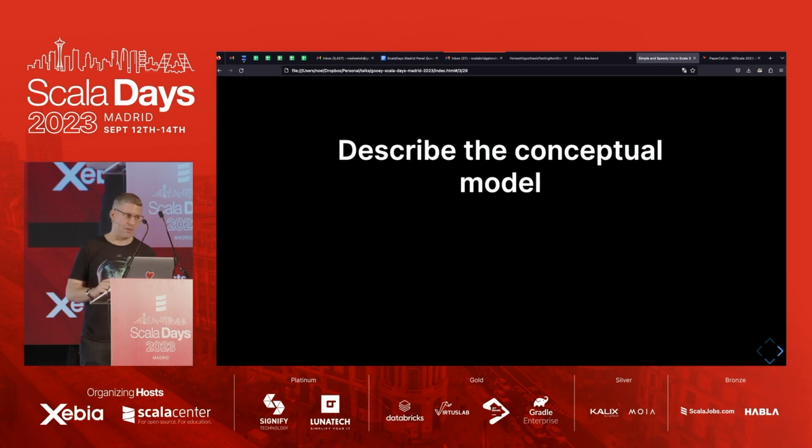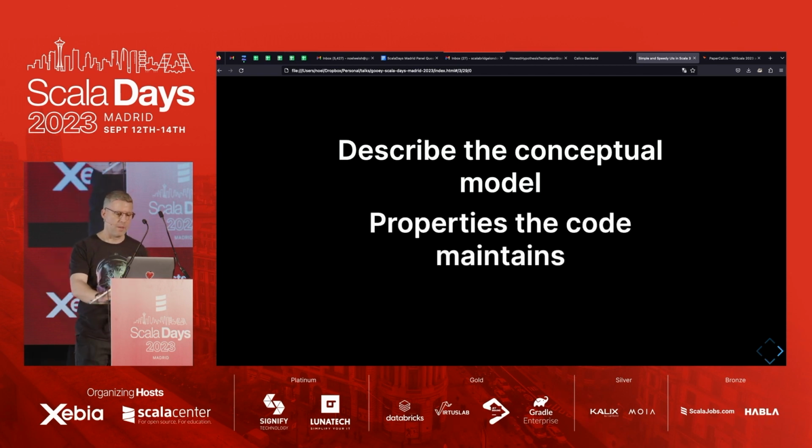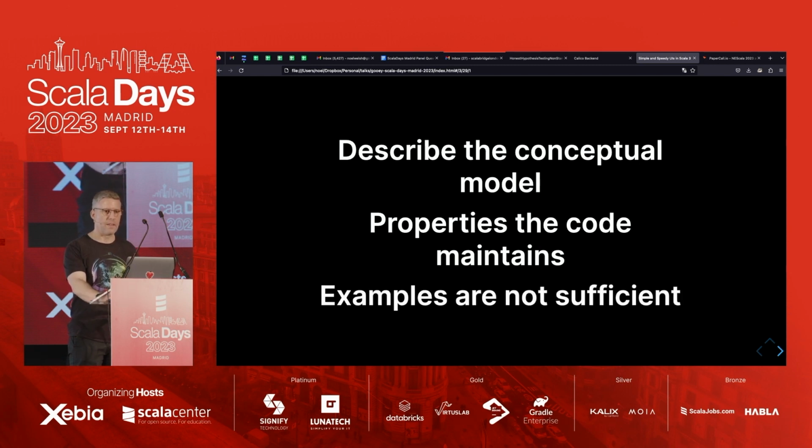However, not everything is just, this is how you use the library. You do need to give the conceptual model. So this is where the properties of code come in. For example, the components in Gui are all functional. There's no state within them apart from a few well-defined exceptions. So the conceptual model needs to be in the documentation, and examples on their own are not sufficient. Another common failure case in Scala documentation.